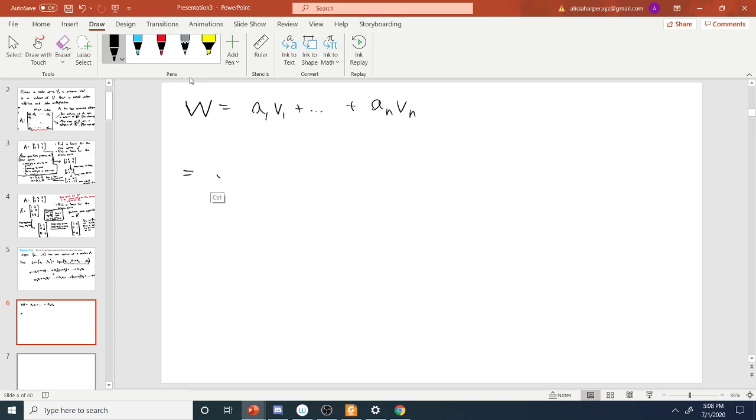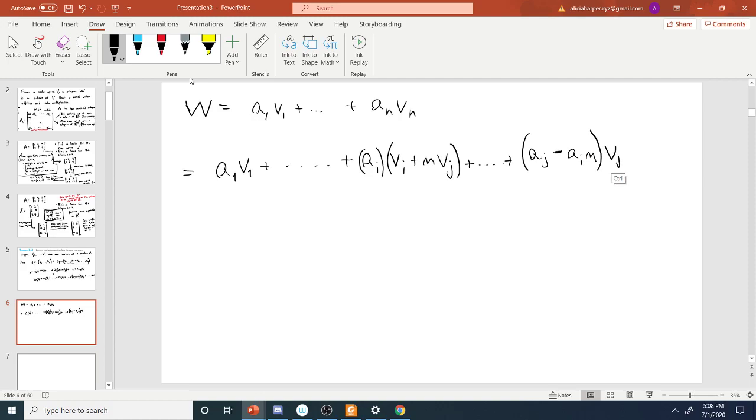This will be the same thing as a1 v1 plus ... ai times vi plus m vj plus ... And here now I'll have aj, and then minus ai m times vj plus ... an.